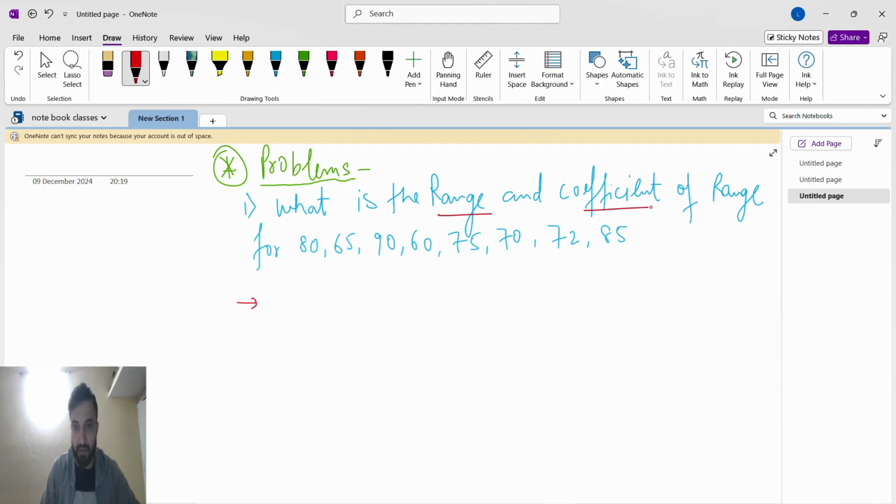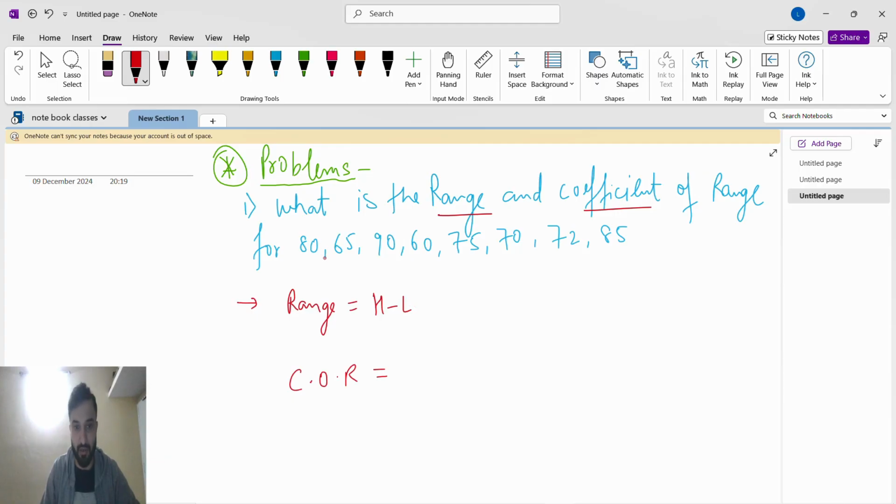What we have to find? We have to find the range and the coefficient of range. Okay, so range is what? Highest observation minus lowest observation. So coefficient of range, as I have said, I will write COR. So first of all, guys, we have to find the highest observation.